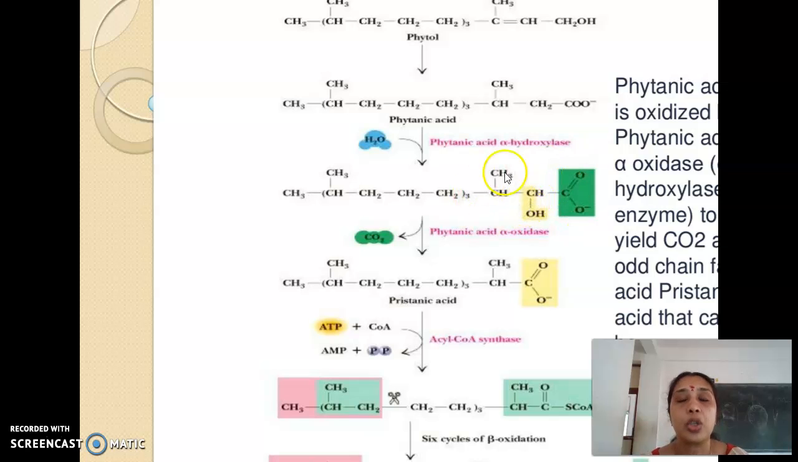Now this 2-hydroxyphytanic acid undergoes decarboxylation. Clear? So what happens during decarboxylation? This carbon dioxide will be removed by the decarboxylase enzyme, or it is also known as phytanic acid alpha oxidase.